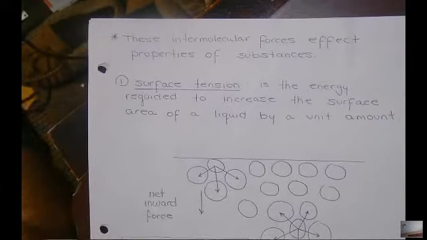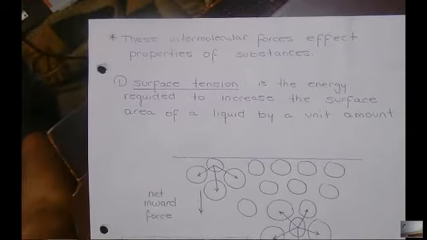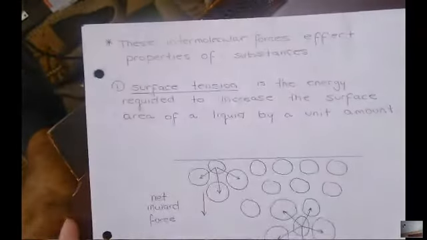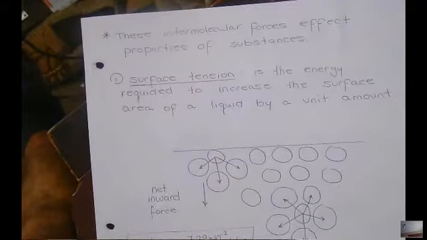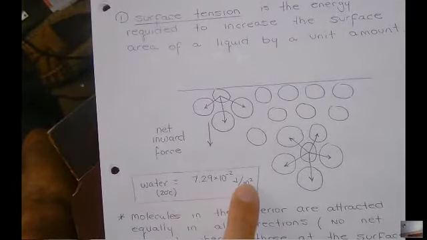These intermolecular forces affect properties of substances. So here's some of the properties they affect. Okay, they affect the viscosity, they affect the formation of a meniscus, which way it goes. Okay, and there are two more that they're going to affect, and one of them is called surface tension. So surface tension is the energy required to increase the surface area of a liquid by 1 unit amount. So typically, they're going to be in joules per meter squared.